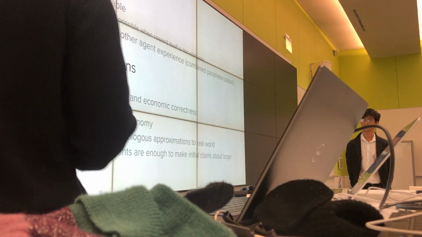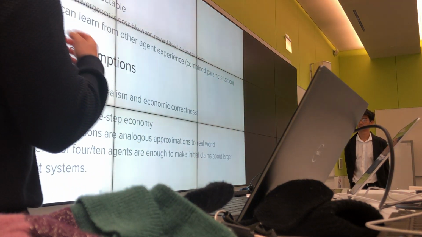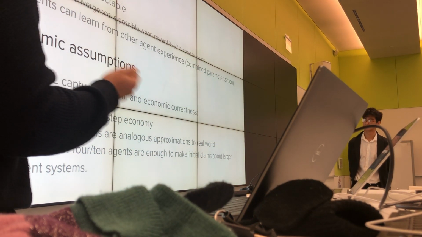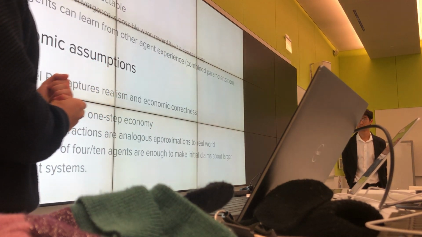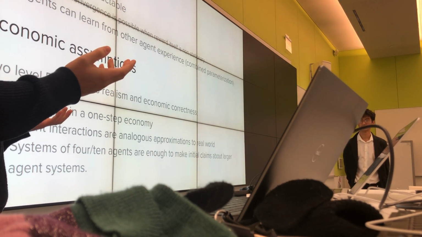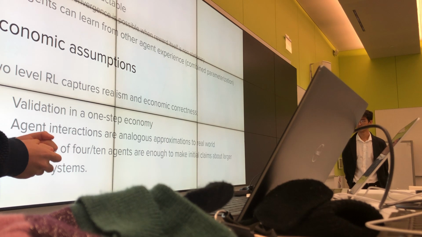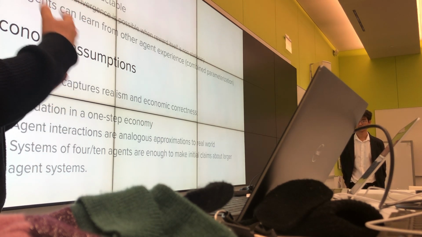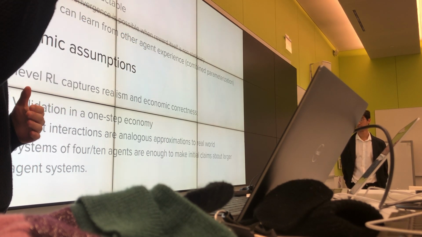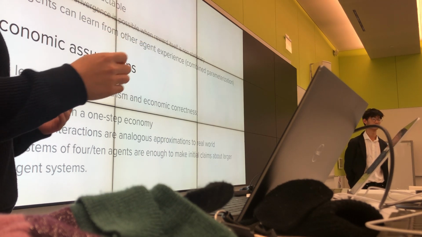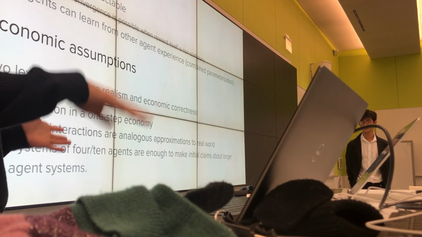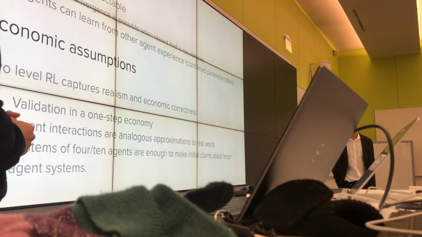In terms of economic assumptions, they assume that this two-level RL captures economic realism and economic correctness. They show some results, which we'll talk about later, on how they validate this in a one-step economy, where essentially they have each of the sub-agents and the tax planner. So the tax planner will set a schedule, each of the agents will optimize, and they'll run that game multiple times just in a single step, rather than their multi-step setup.